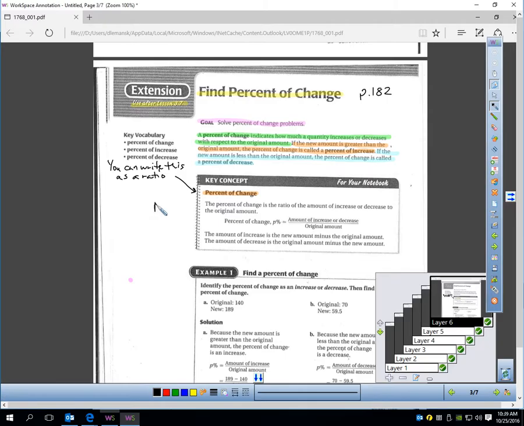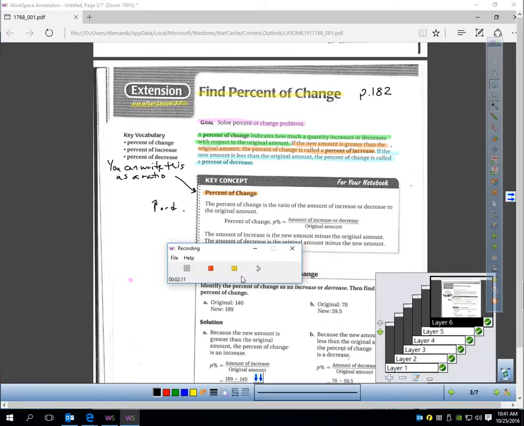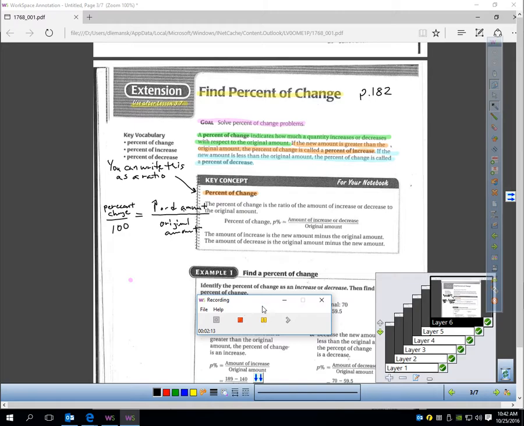The increase or decrease amount, just write the word amount in here. So that increase or decrease amount over the original amount would be equal to the percent change out of 100. Now remember, percent means out of 100. So if you just use this proportion, you can solve any of these problems. We're going to do a few samples just to demonstrate that.